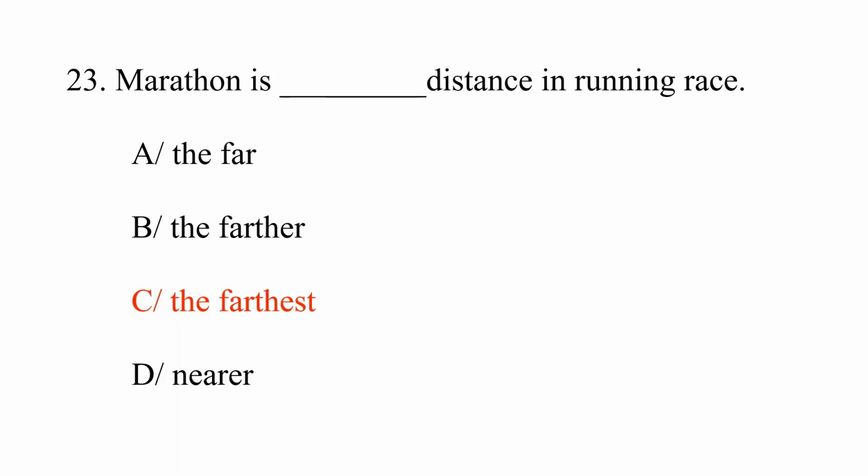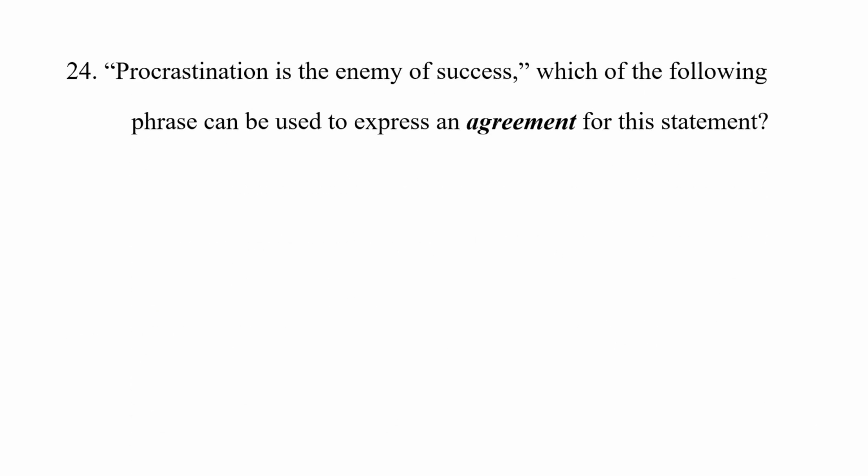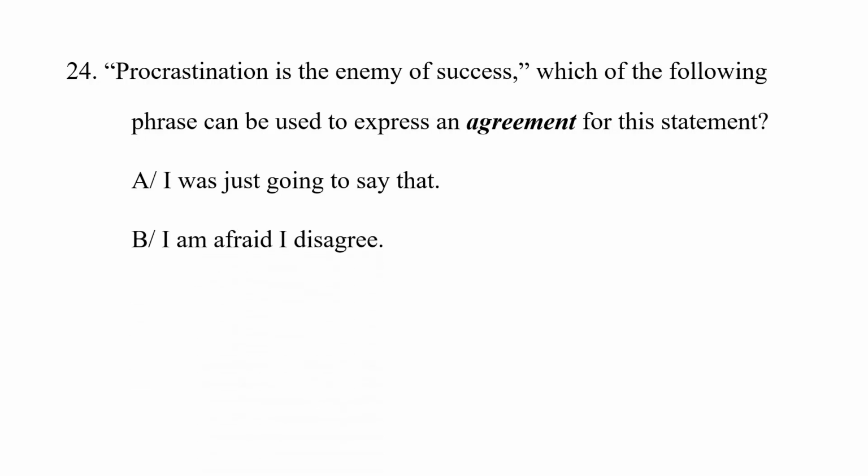Question number 24. Procrastination is the enemy of success. Which of the following phrases can be used to express an agreement for this statement? A, I was just going to say that. B, I am afraid I disagree. C, Sorry to interrupt, but. D, Let's drop it. The answer will be A. I was just going to say that.